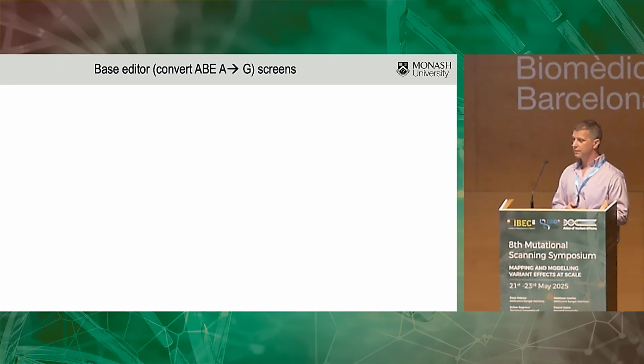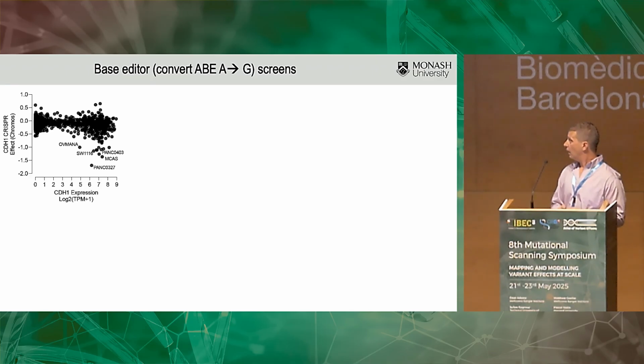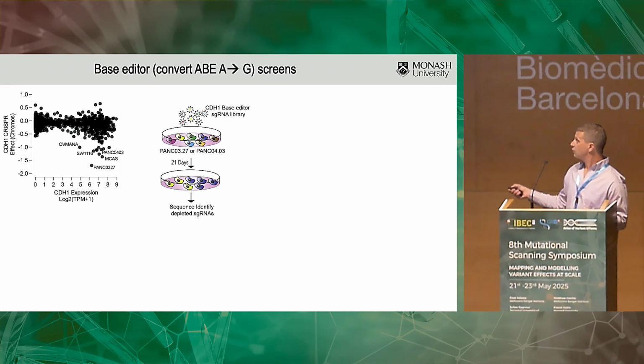I'll just end with our attempts to also look at non-coding variants in CDH1. And here we used a base editor screen, which was mentioned today already before. So to do the screen, we looked at the DepMap database, and we found two pancreatic cancer cell lines that are dependent on beta-catenin, so they require CDH1 for survival. And we used the same approach. We developed a base editor library. So this is an ABE library tiling across the entirety of CDH1, targeting both introns and exons.